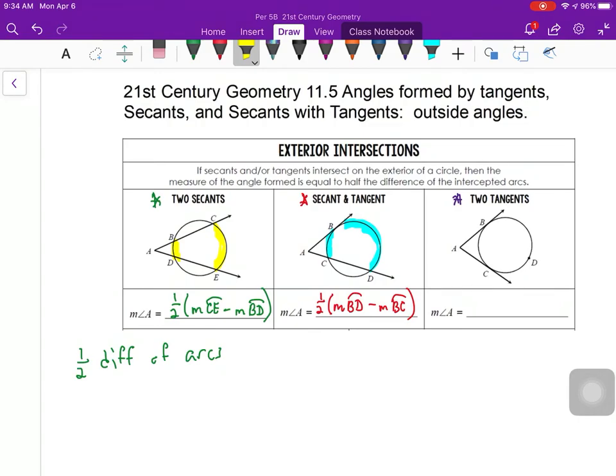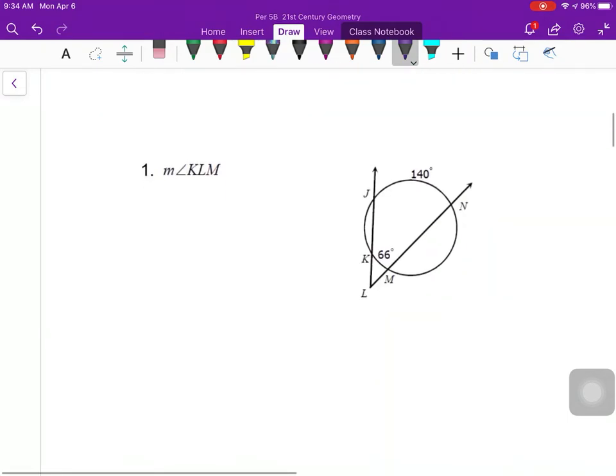And finally, this last example. We have an angle on the outside again. This time it's formed by two tangents. We still do it exactly the same way because it's an outside angle. The two arcs associated with this angle would be these two arcs. And the measure of angle A would be half. The larger arc would be that major arc, so the measure of arc BDC minus the measure of arc BC. You always have to take big arc minus small arc.